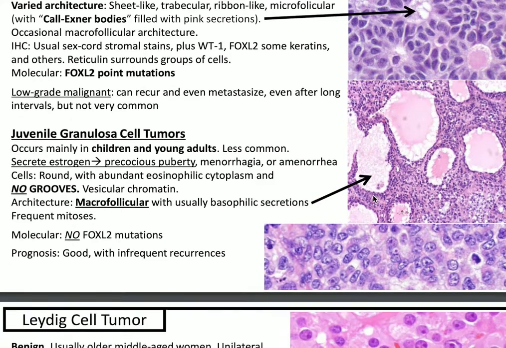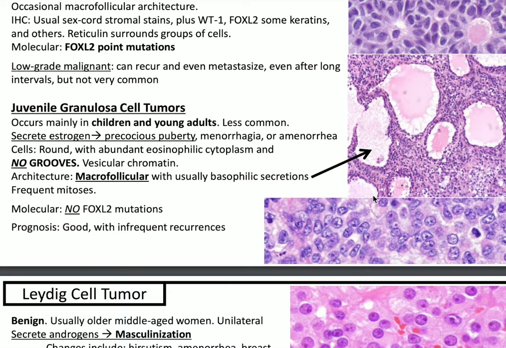Juvenile granulosa cell tumors. This occurs mainly in children and young adults, and is less common. It secretes estrogen too, leading to precocious puberty, menorrhagia or amenorrhea. Cytologically, it'll be round with abundant eosinophilic cytoplasm and no grooves with vesicular chromatin. Architecture, you'll have macrofollicular with usually basophilic secretions and frequent mitoses. Molecularly, you will have no FOXL2 mutations. Prognosis is good with infrequent recurrence.